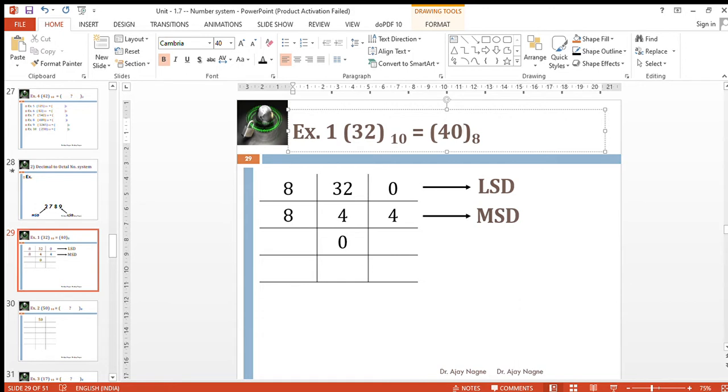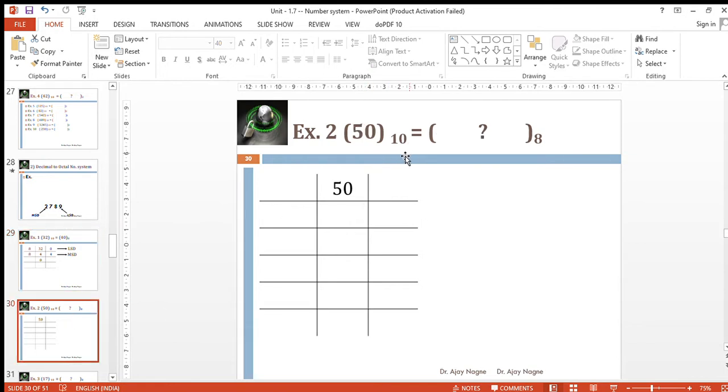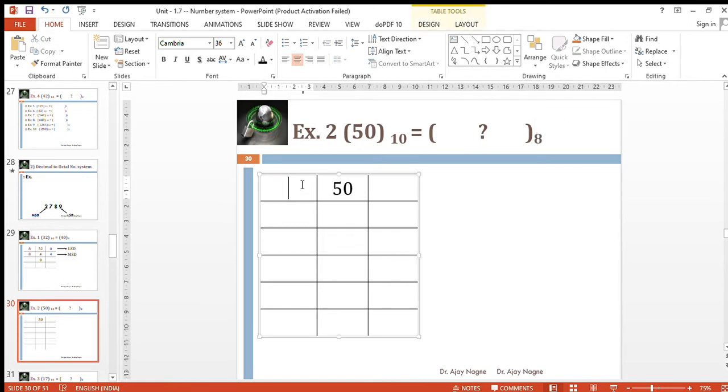All of you got it? Do you have any doubt regarding this, or shall I take another example? Yes, good. So we have the 50 decimal number, and we have to convert it into the octal number system. So how to convert it, we perform the mod operation on 50 by 8.